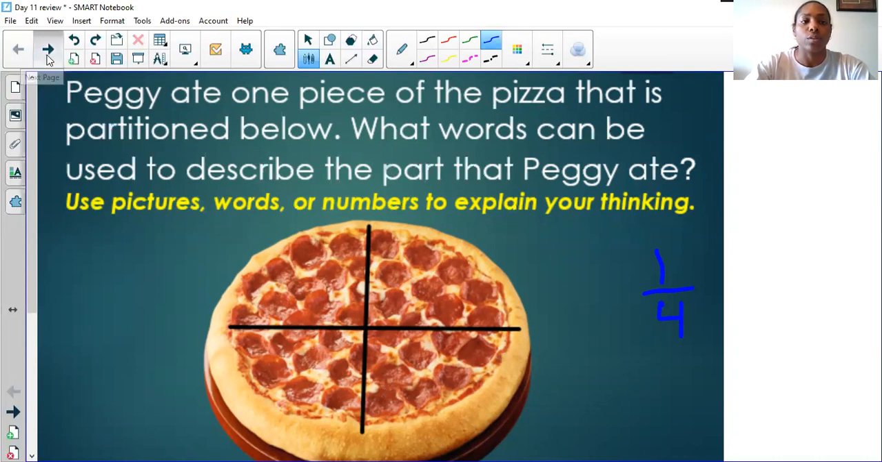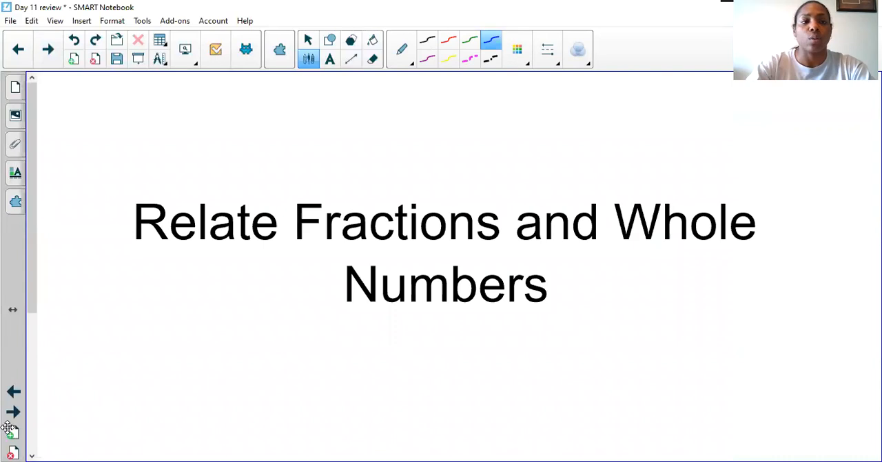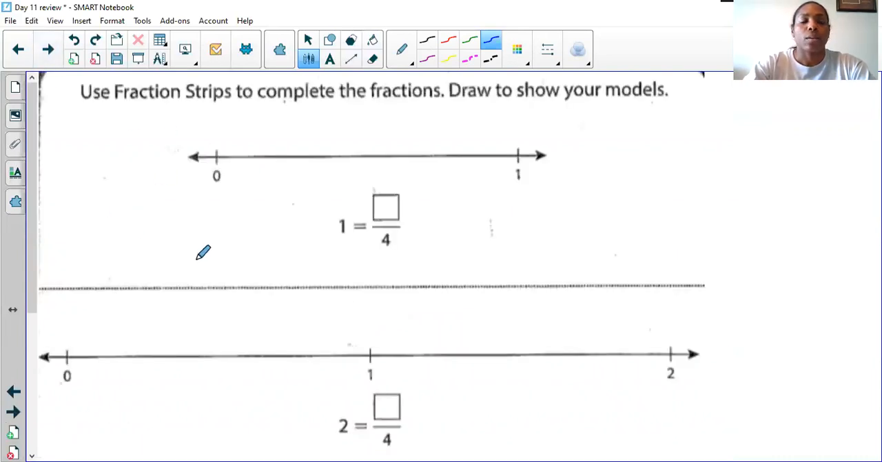So now we're going to go ahead and move into our lesson, relate fractions and whole numbers. It says use fraction strips to complete the fractions. Draw to show your models. So if we take a close look, it's asking us to divide this fraction into fourths. So that's what we're going to do. We're going to start here in the middle, draw a line right down the middle, and then between 0 and this midway line, I'm going to draw another halfway mark, and in between this midway and that, we're going to draw another tick mark. So now we've divided it into 4 equal parts, 1, 2, 3, and 4.